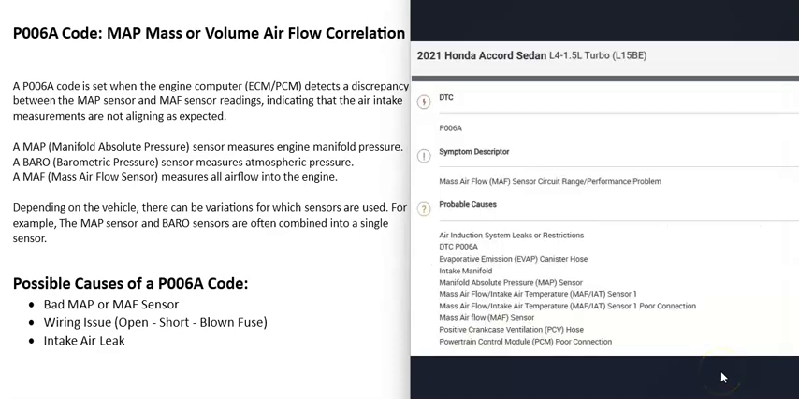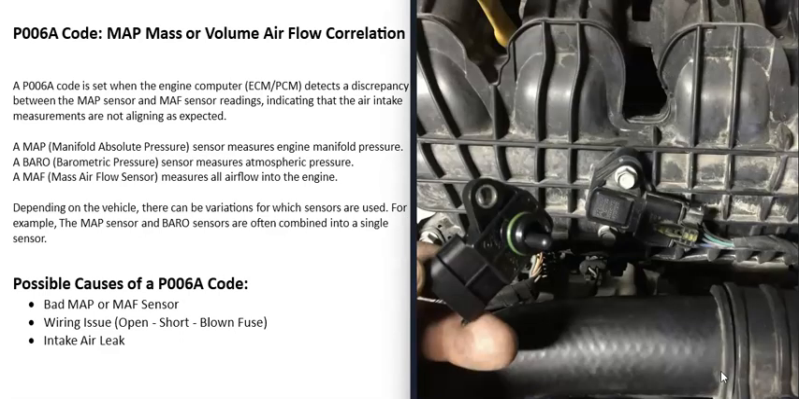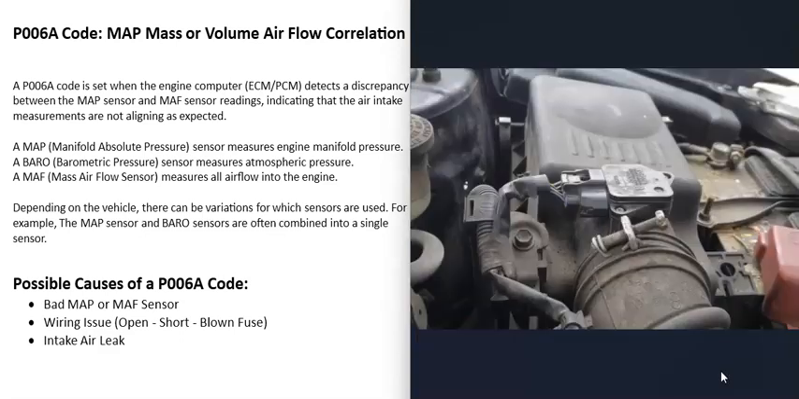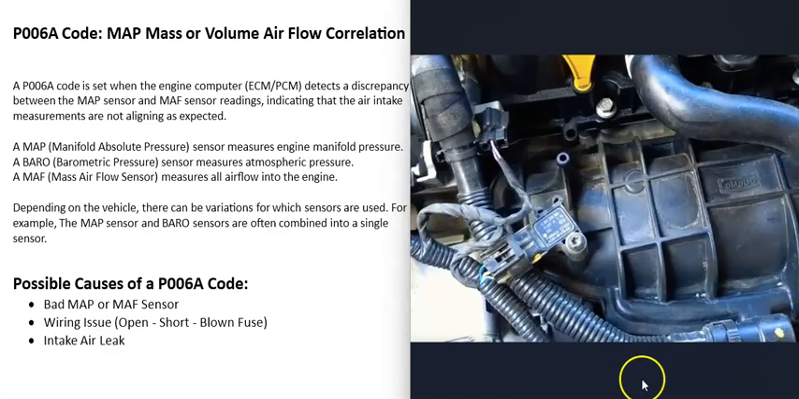And so what would be some possible causes of a P006A code? Well, the first thing that could cause this is a bad manifold absolute pressure sensor or a bad mass airflow sensor. The manifold absolute pressure sensor is going to be located on the manifold somewhere. And the mass airflow sensor is going to be located up around the intake air box somewhere. There's some different ways to go about testing these sensors. I made videos on how you could go about testing these sensors. I'll put a link down below in the description box if you want to check that out.